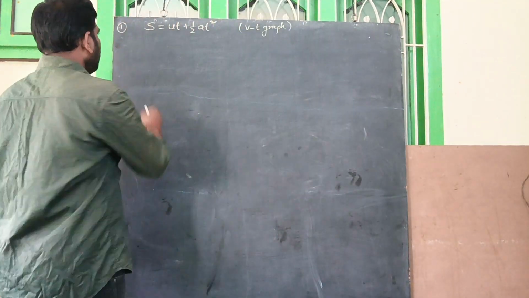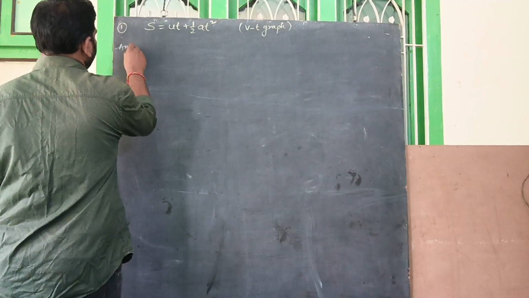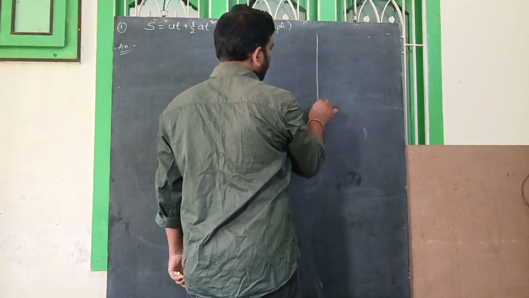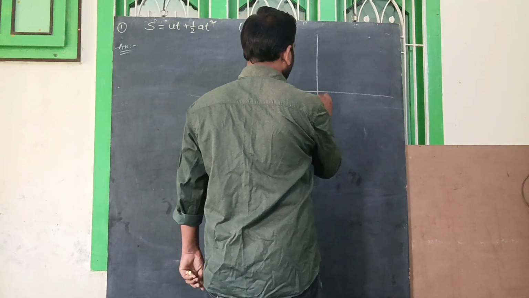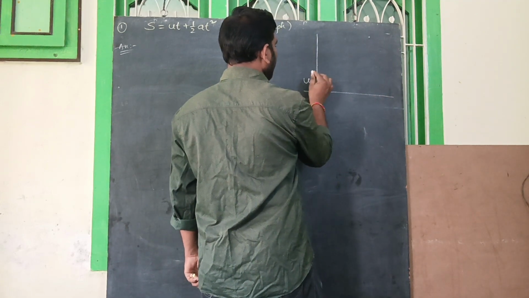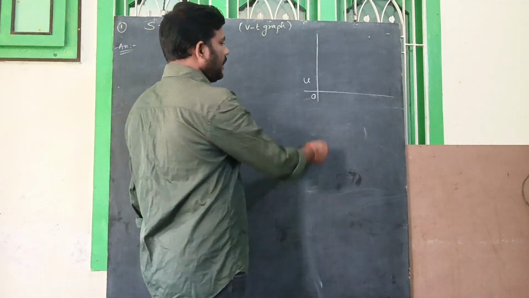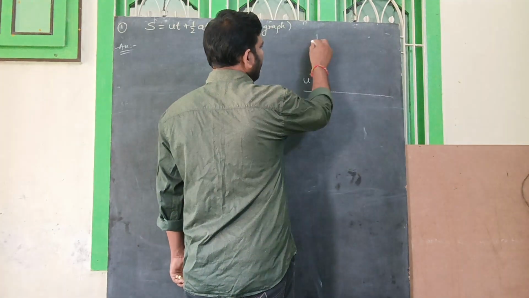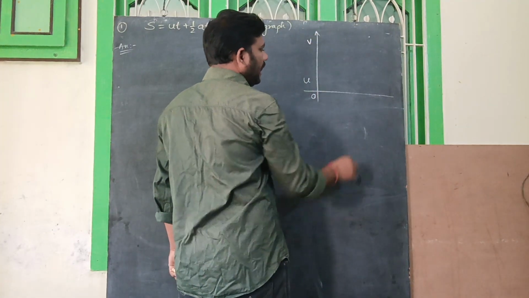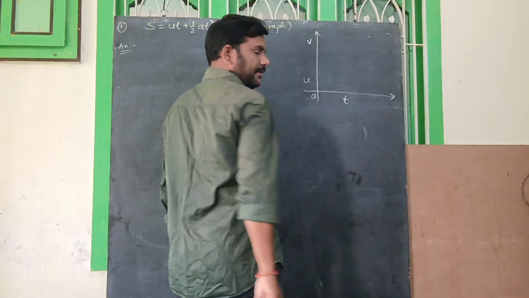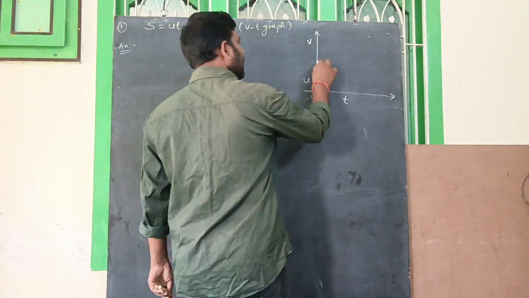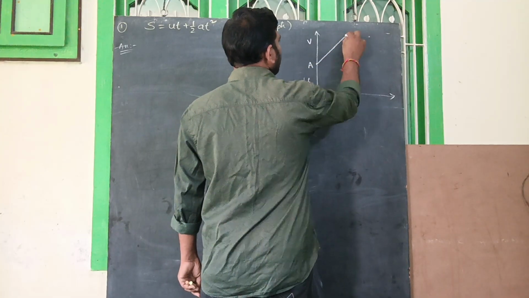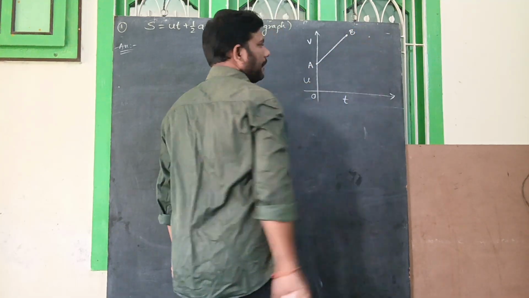Suppose a particle is moving in a straight line with uniform acceleration. The particle has initial velocity u and moves with an acceleration a, and its final velocity becomes v in a time t. That is represented by AB.